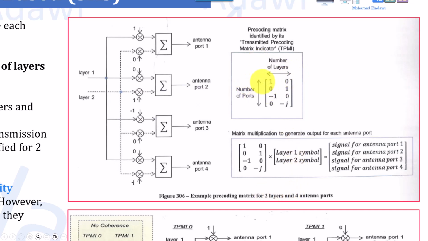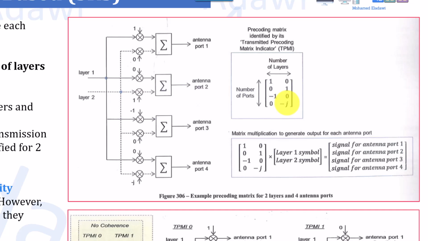So the first one here will be transmitted using 1 and 0. Like antenna port 1, layer 1 will be transmitted through 1 and 0, as you can see here. Then layer 1 again will be transmitted using 0 and 1, which is the second entry here, 0 and 1. Then entries number 3 and 4 will be using -1 and 0, as you can see here, then 0 and -j. And this is actually using a different phase. I will explain this later on because this different phase requires something called antenna coherency capability by the user. I'll explain this part.